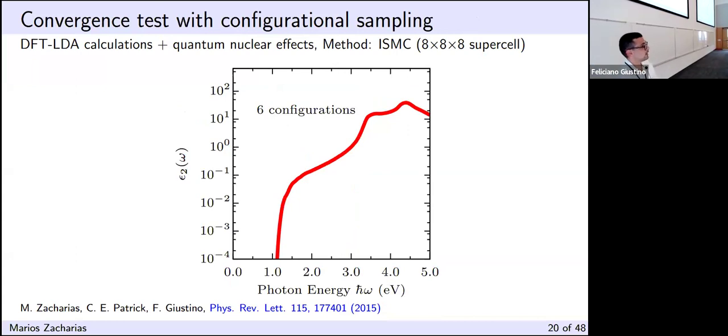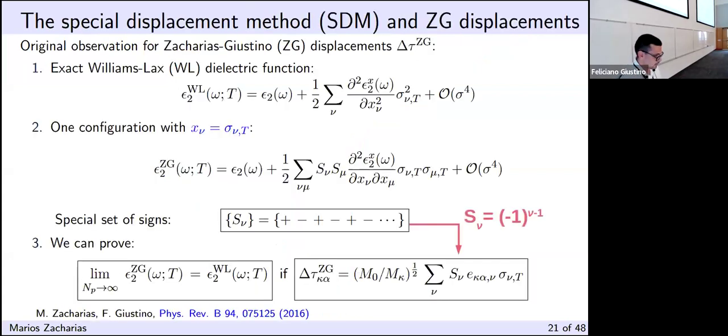So we found that if we increase the supercell size, we need fewer and fewer configurations to obtain convergence. And here, for an 8x8x8 supercell, we just need 6 configurations. But we found that one of those 6 gives the exact result. So we said, okay, might something happen here? Can we predict one configuration a priori and compute temperature-dependent observables?